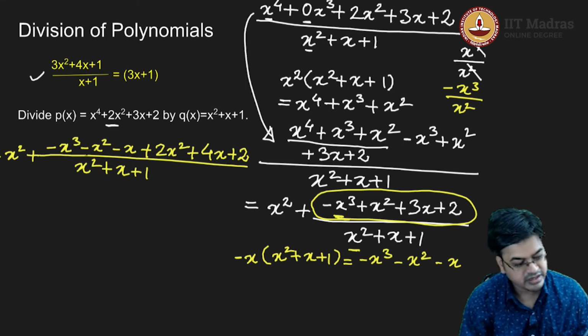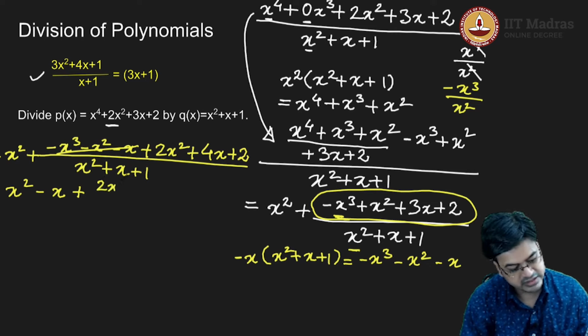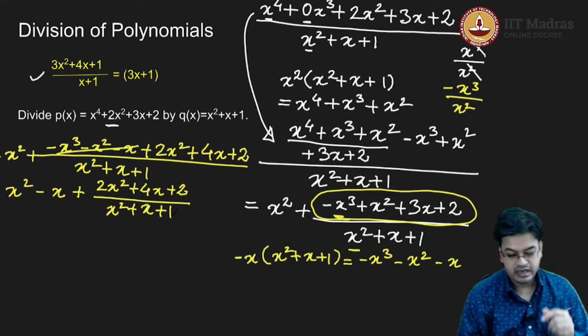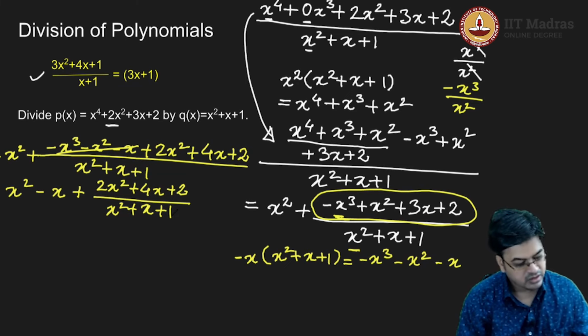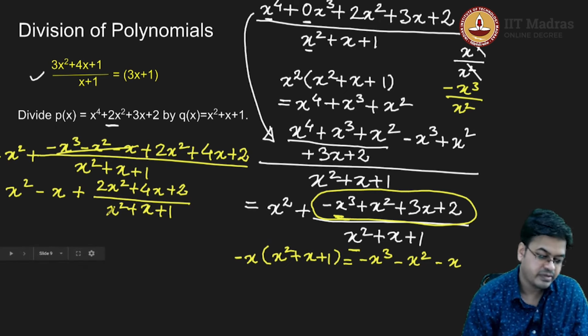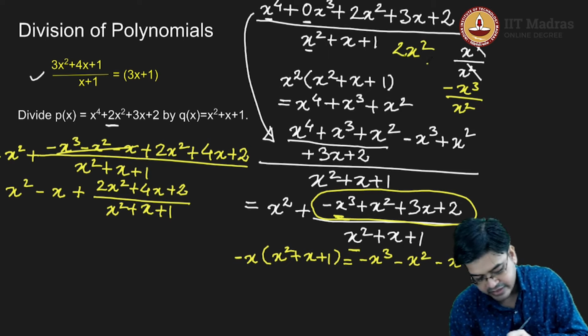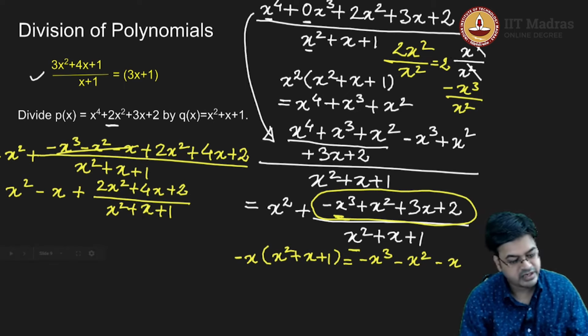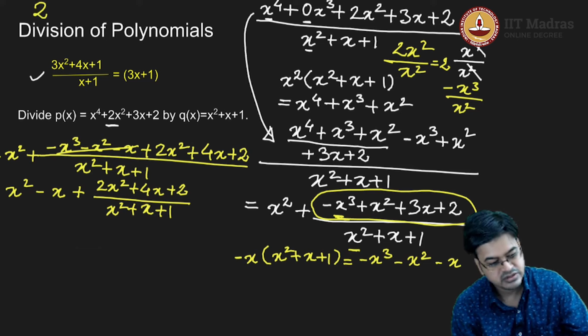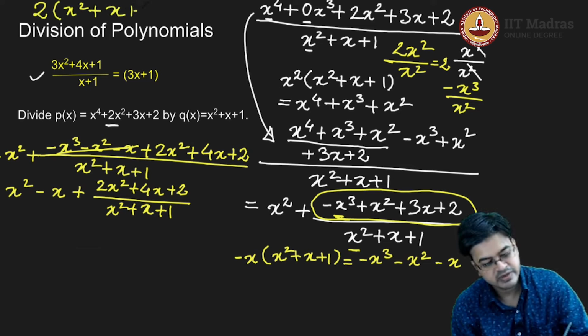Now you can take out x common and this will cancel off. This term will cancel off with this term by taking x common. So it is x square minus x in common, plus what you are left with here is 2x square plus 4x plus 2 upon x square plus x plus 1. Okay. Again you will apply a similar procedure, that is you will actually divide 2x square by x square, so you will get 2. So when you multiply this number 2, let me write it here, that is 2 times x square plus x plus 1.